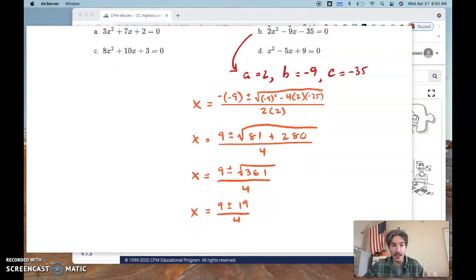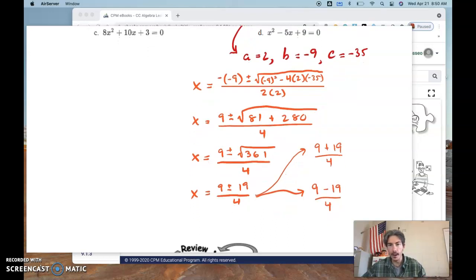Now, because these are integer values, we don't want to leave this. Let's go ahead and break this apart into 9 plus 19 divided by 4, or 9 minus 19 divided by 4. Okay, so 9 plus 19, that works out to be 28. 28 divided by 4 works out to be 7. That should be one of my solutions. We'll check it together in a second. 9 minus 19 works out to be -10. -10 divided by 4 is -2.5.